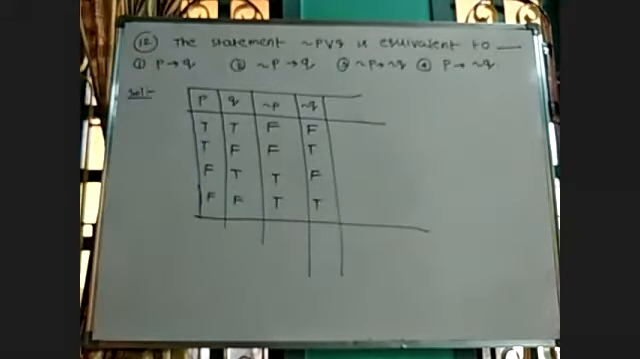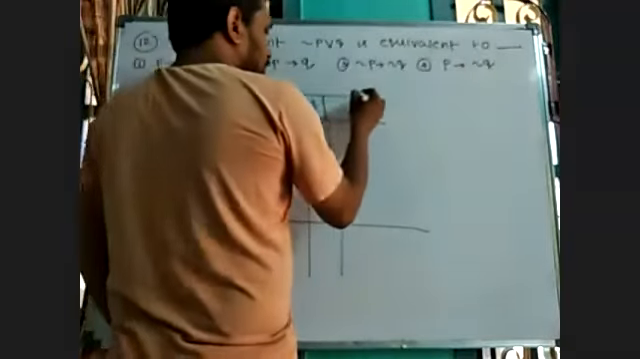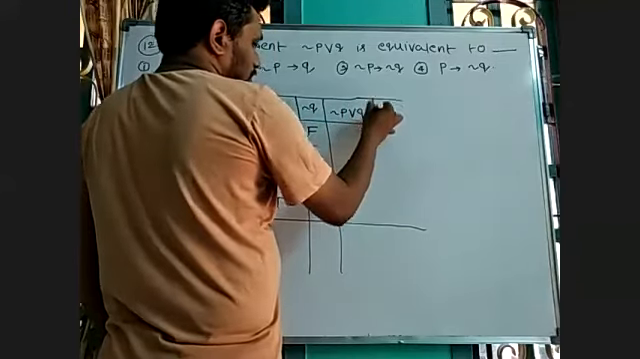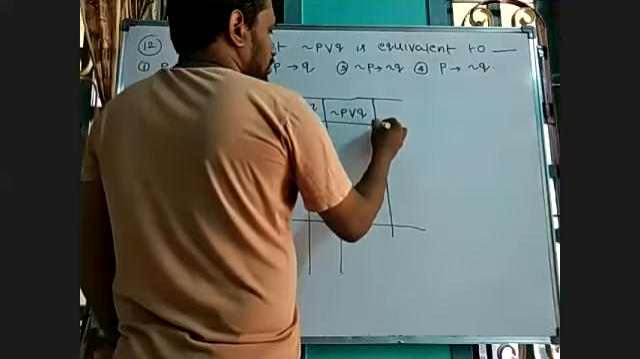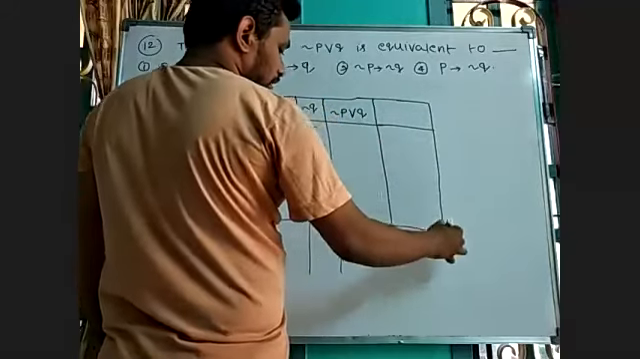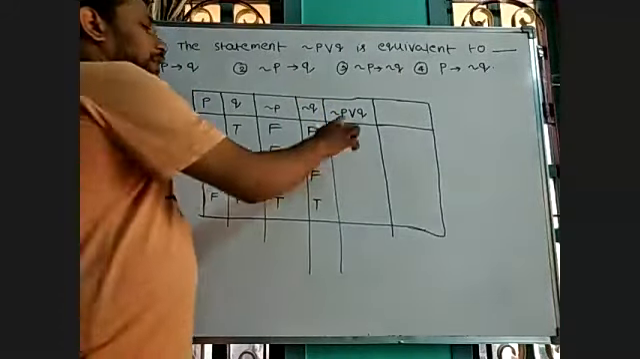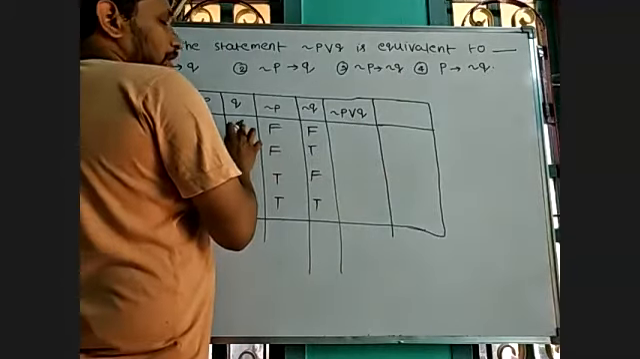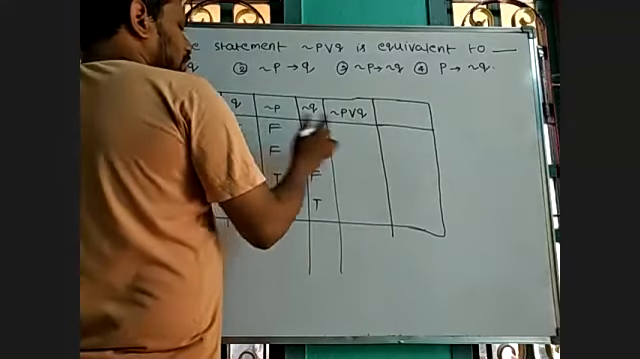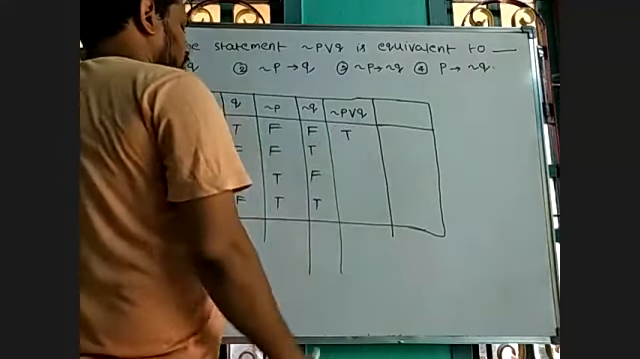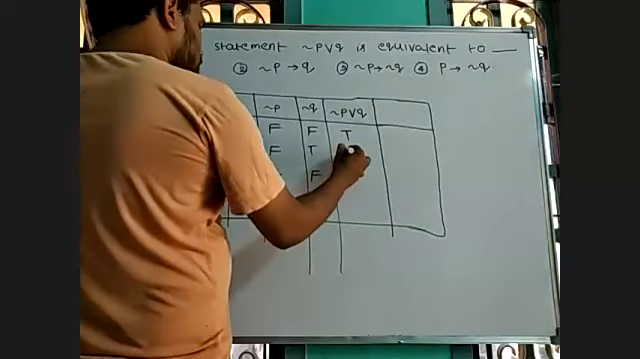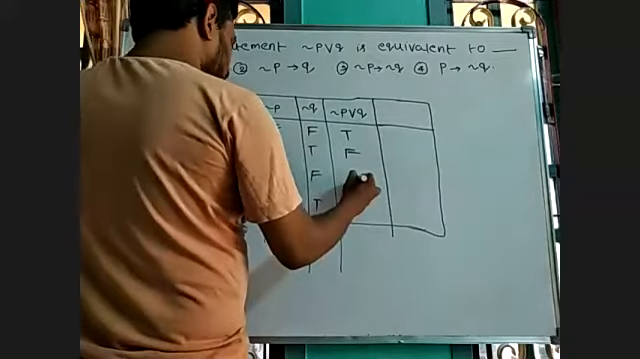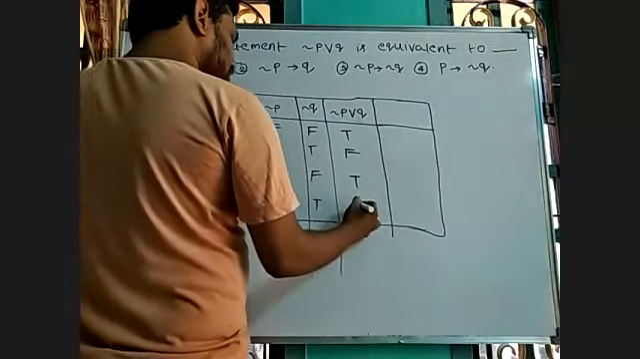Okay, so then first we can find negation of P or Q. Negation of P means F to T, so what do we get? F to T means this is true. Okay, F F, this is false. Next, true true, this is also true. Next, true false, this is also true.